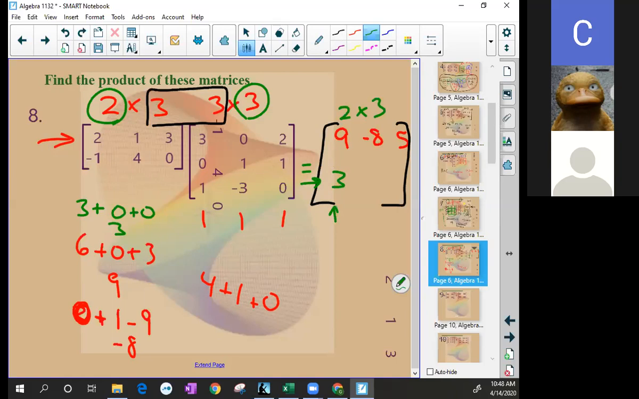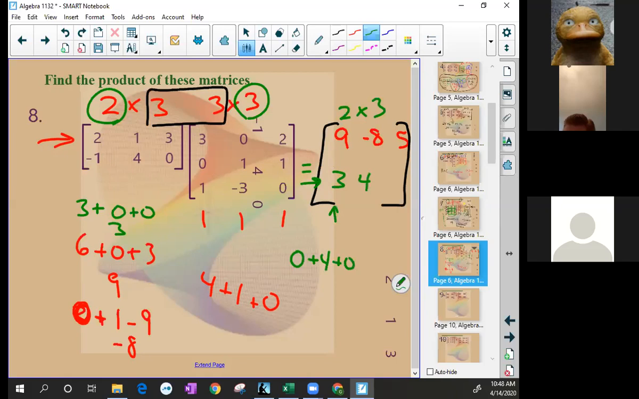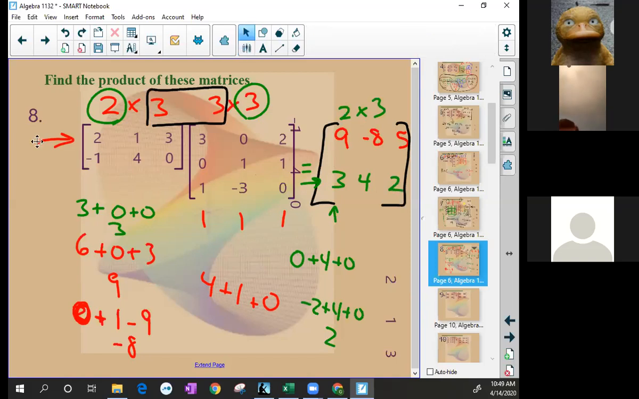Now we're going to slide that over. And we're going to have 0 plus 4 plus 0. So I'm going to have a 4 in the next column. And now we'll do the next one. I'm going to have -2 plus 4 plus 0 makes 2. I'm going to have a 2 in the third column of the second row. Let's see if I got it right.